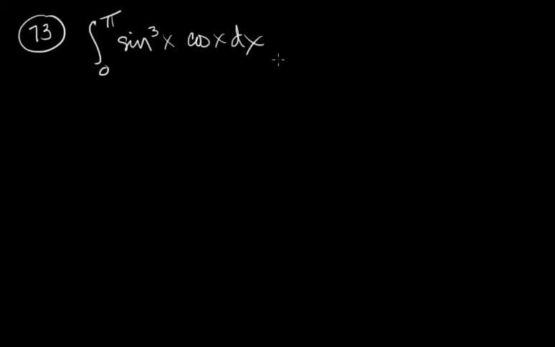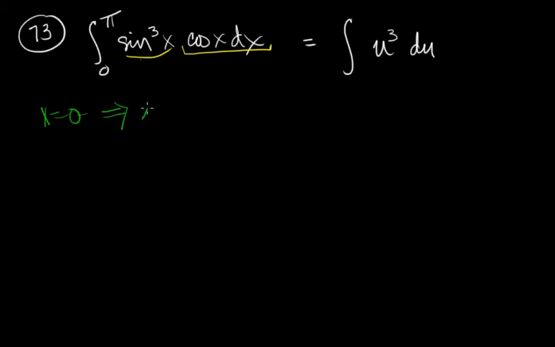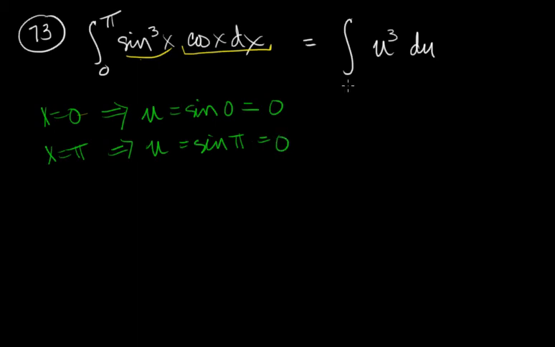Well, you can see right away that this is a simple integral. It's just simply the integral of u cubed du. If u is equal to sine x, du is cosine x dx. So that's u cubed du. But again, we have to change the limits of integration. If x is equal to 0, then u is equal to the sine of 0, which is 0. If x is equal to pi, then u is equal to the sine of pi, also equal to 0.